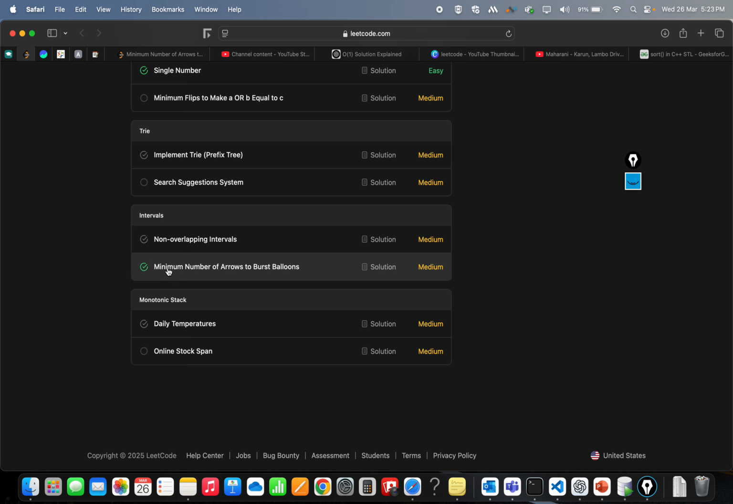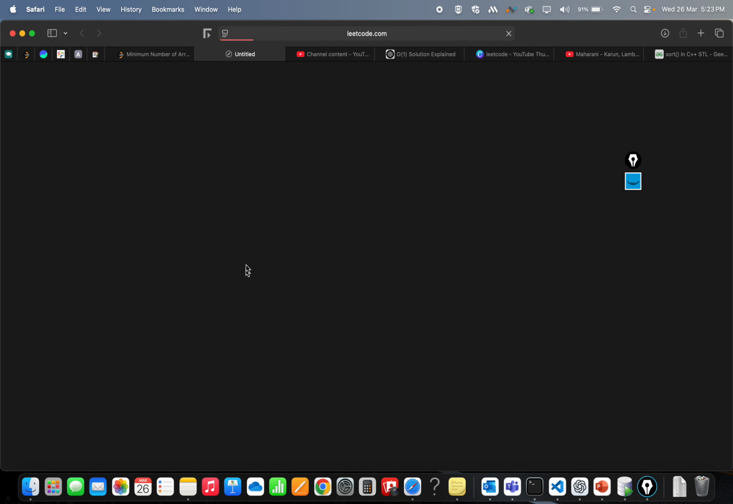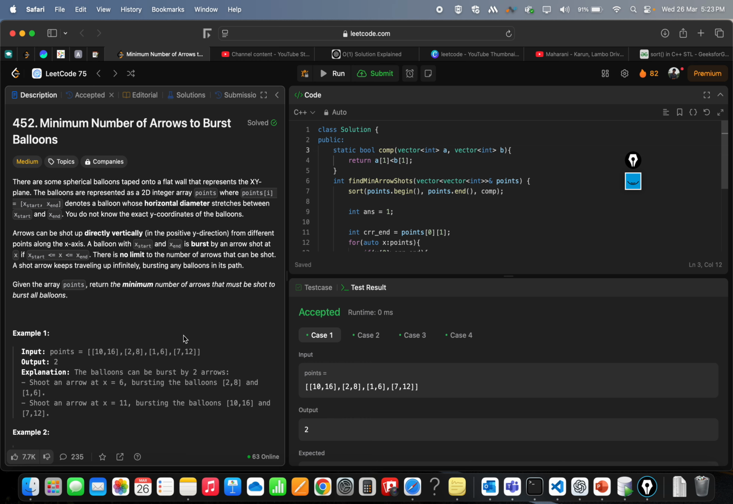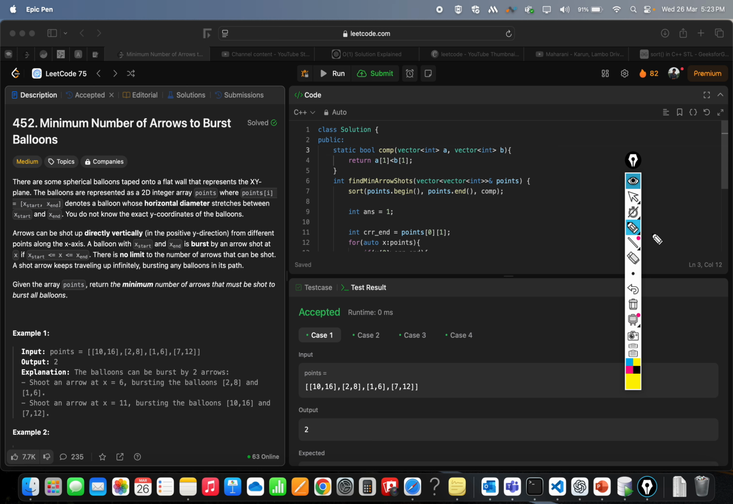the second problem of intervals. Actually, we have already solved the first problem till monotonic stack, and now we are on the path of solving the second problem. I have just tried to solve this problem and I got a better solution. So the problem is minimum number of arrows to burst balloons, right?